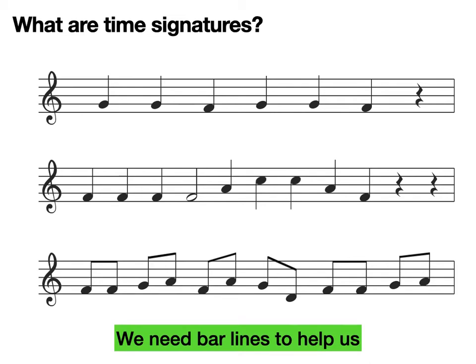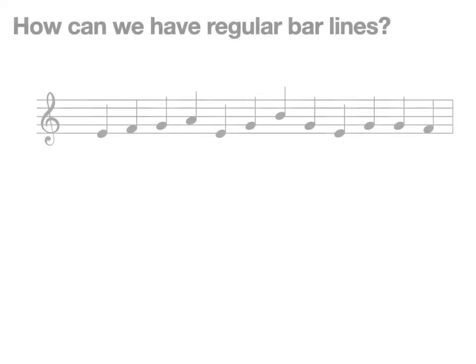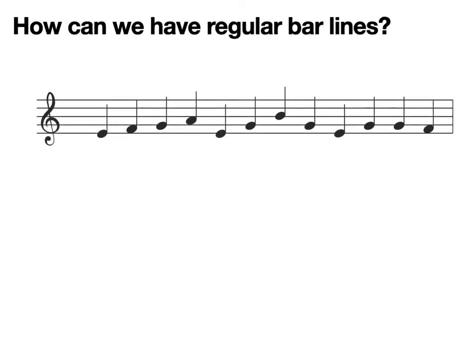We need to add bar lines to help us. So let's put some in. Well, these bar lines look very random and they haven't helped us at all. We need regular bar lines to help us. But how can we have regular bar lines?